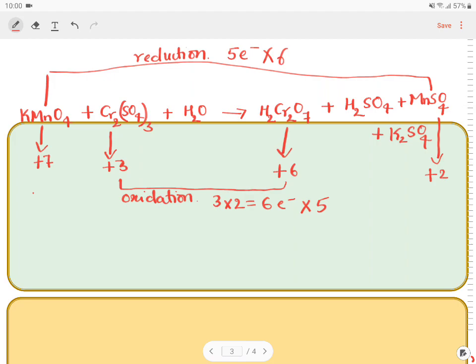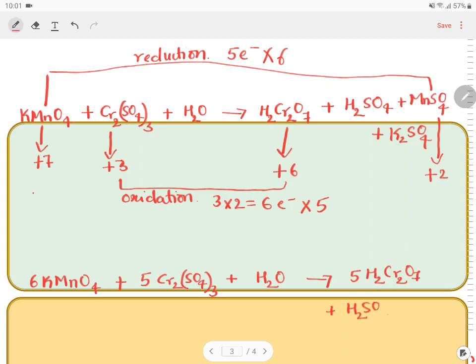Now you rewrite the equation. We get, you need to multiply by 6. 6 KMnO4 plus 5 Cr2(SO4)3 plus H2O giving 5 H2Cr2O7 plus H2SO4 plus 6 MnSO4 plus K2SO4. So this is the equation.